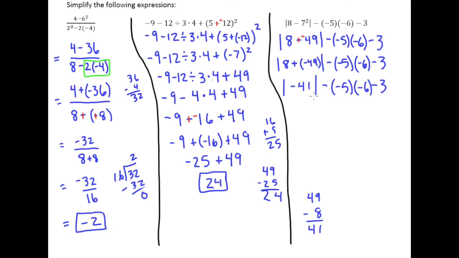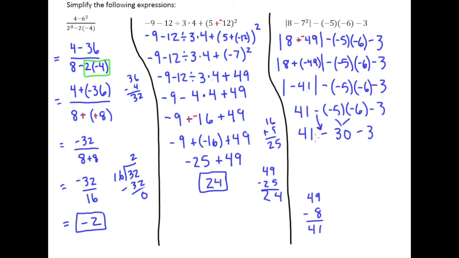Now finally we can take the absolute value. So the absolute value of negative 41 is 41. So that absolute value took a while to take care of. Now let's focus on the rest of it. So I've got subtraction, multiplication, subtraction. Multiplication definitely comes first. So I'm going to multiply these two numbers. So I have 41 minus 30, because negative 5 times negative 6 is positive 30, and then this minus came down from the last step, and then minus 3.